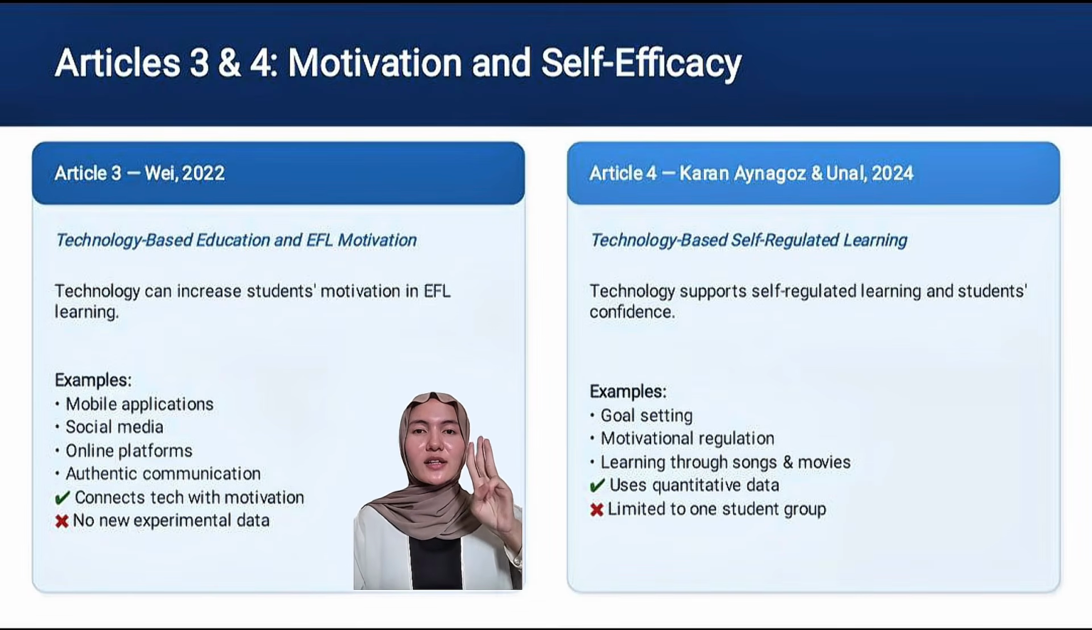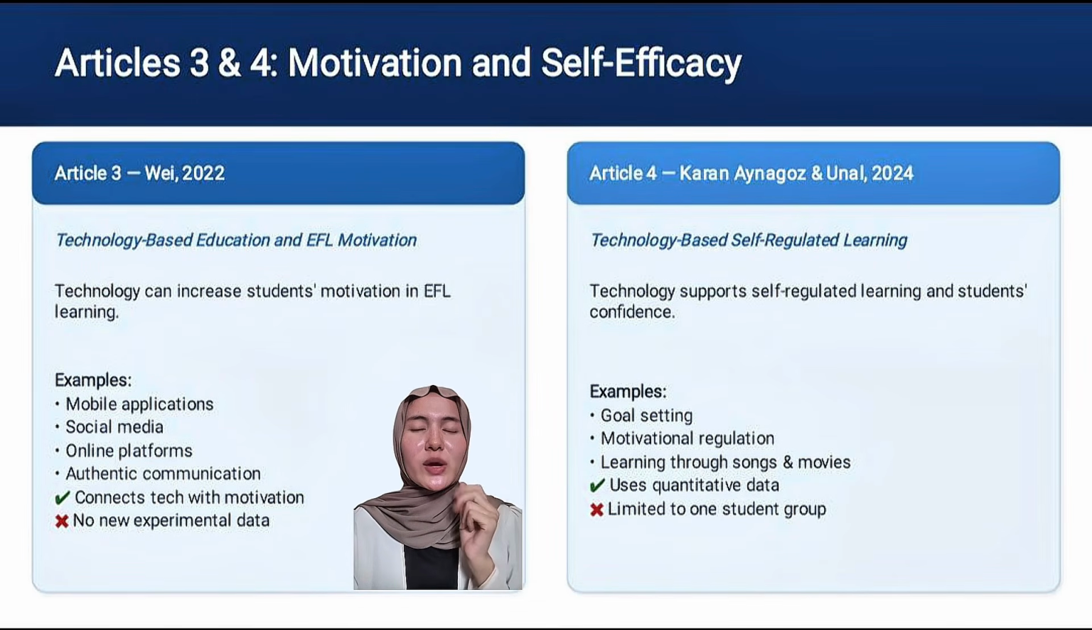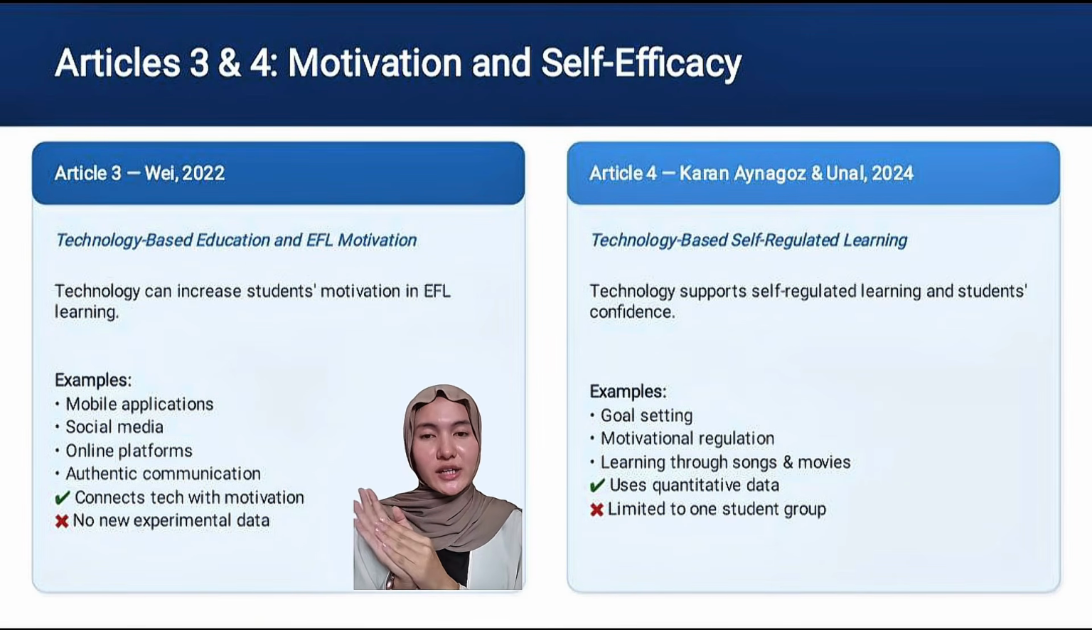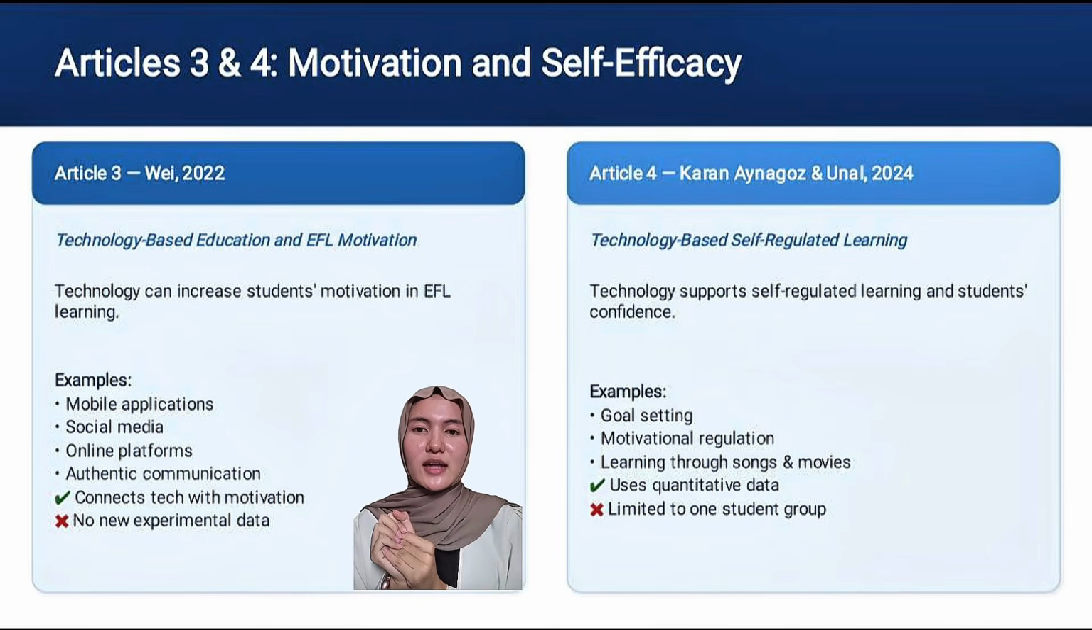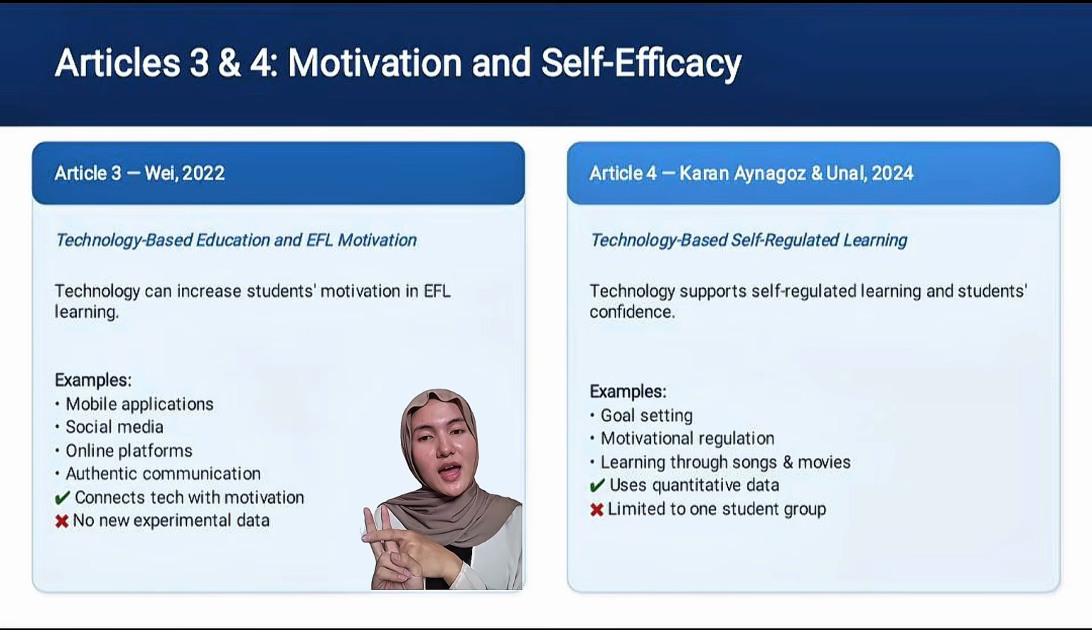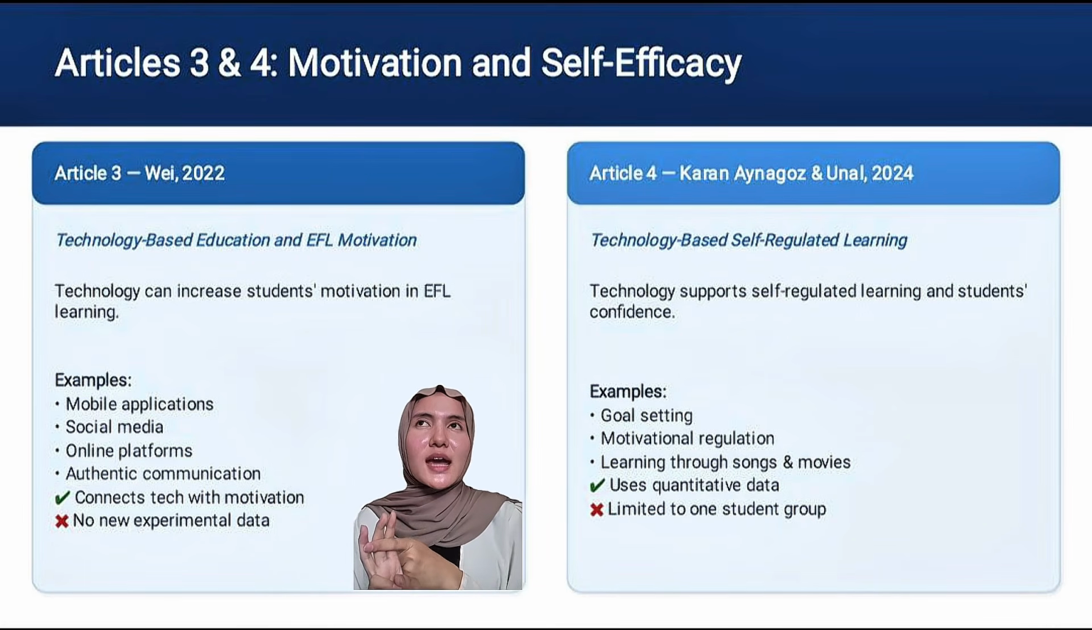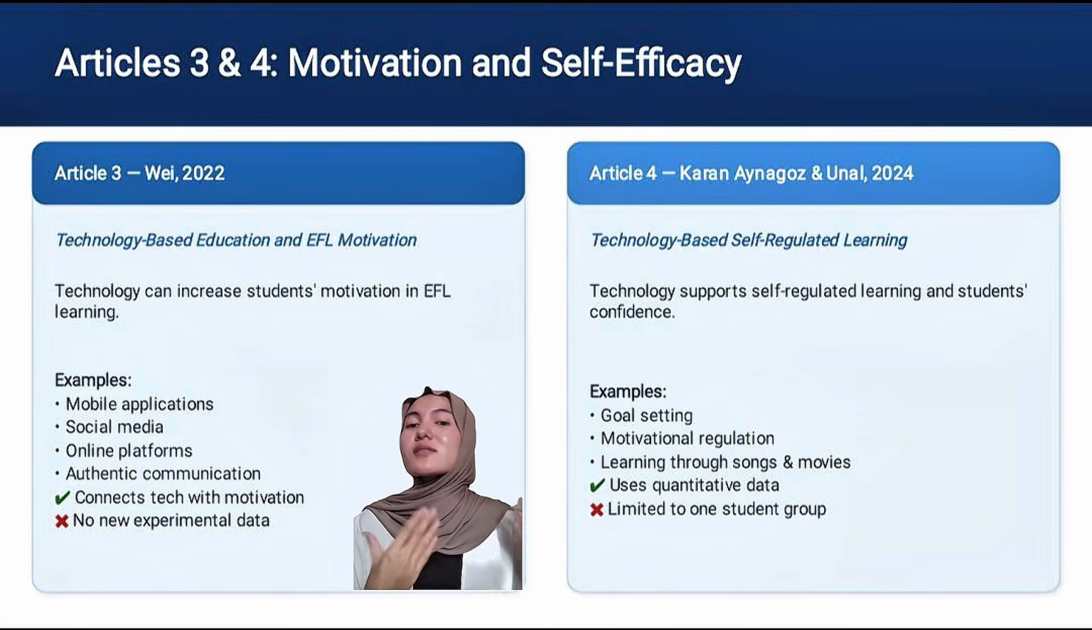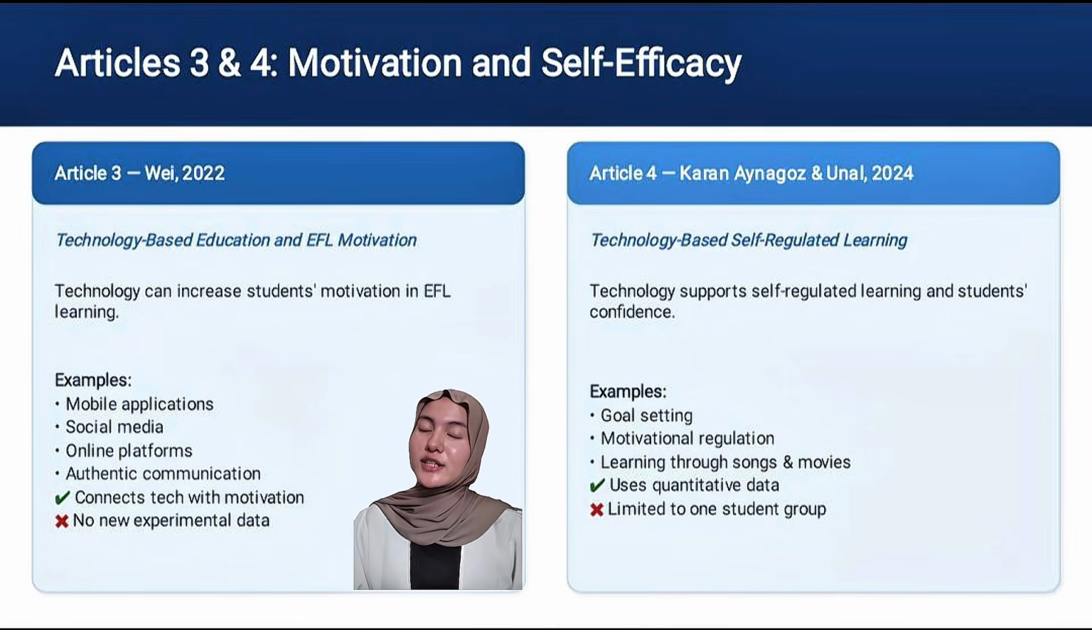And the third article is by Wei, published in 2022. This article discusses technology and motivation in English as a foreign language learning. The article explains that technology such as mobile applications, social media, and online platforms can make learning more interesting and meaningful. Technology can also help students communicate with others and access real-life language materials.